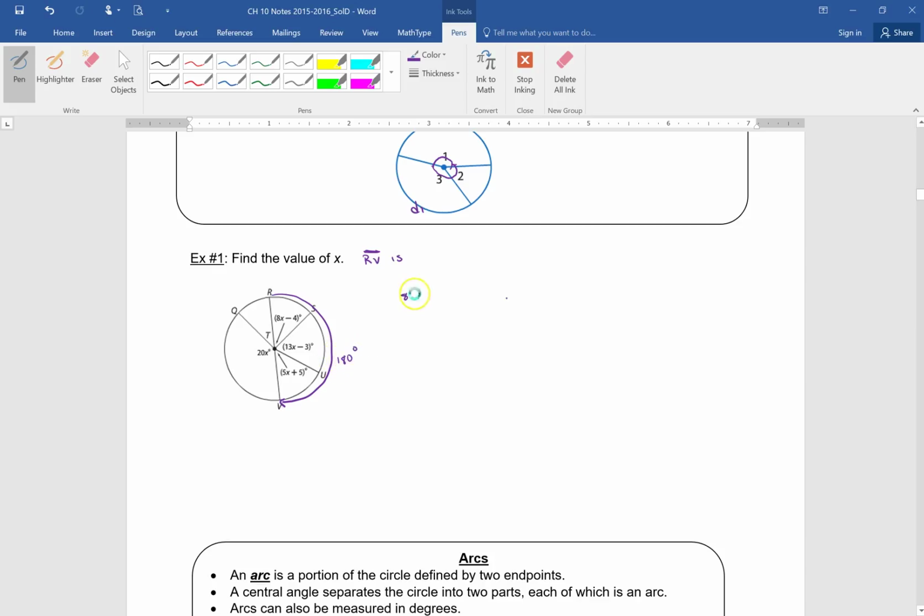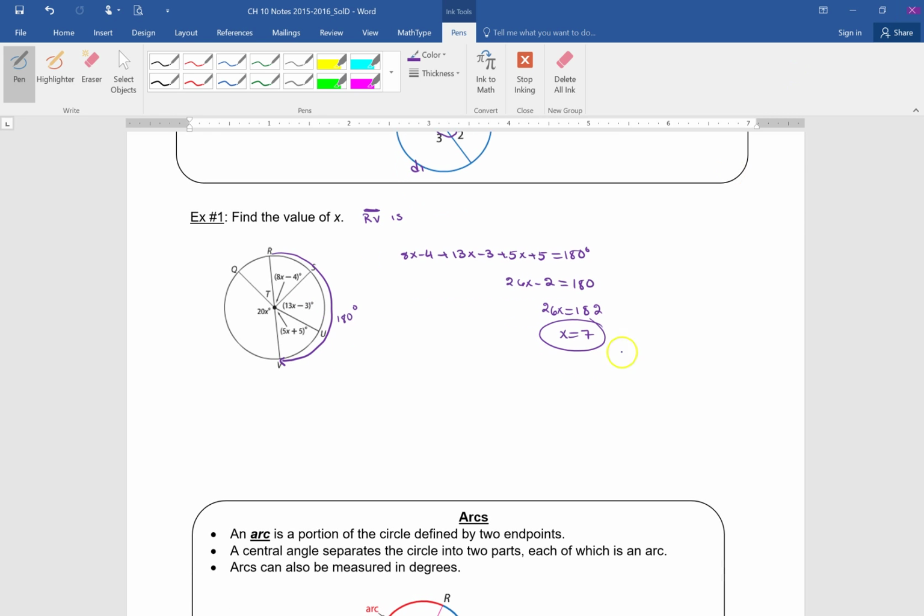That means I can add all this up and set it equal to 180 degrees. When I do that, I have 26x minus 2 is equal to 180. 26x is 182. X is equal to 7. And from that, you can figure out the individual angles as well. Okay? Questions?